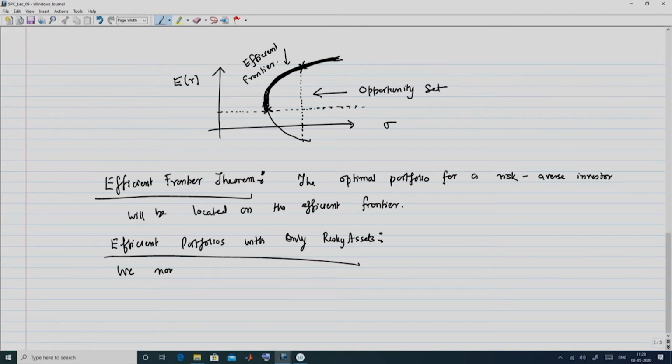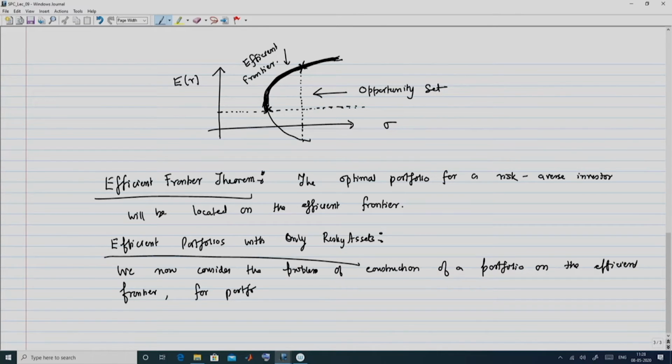We now consider the problem of construction of a portfolio on the efficient frontier for portfolios with n risky assets.